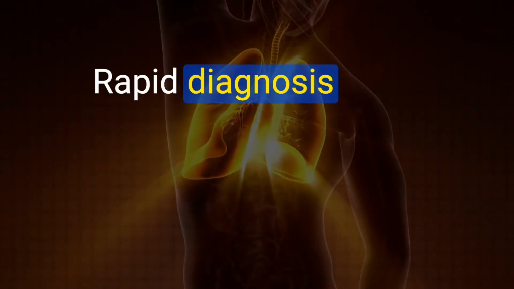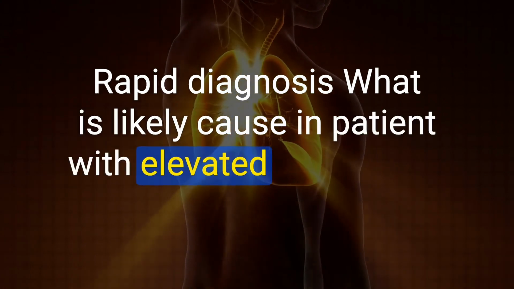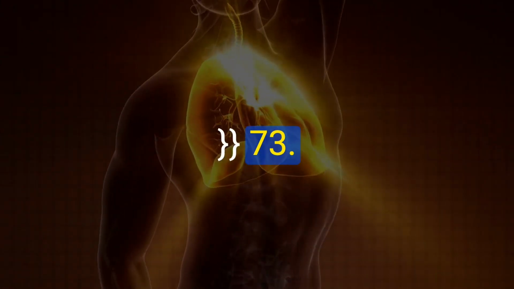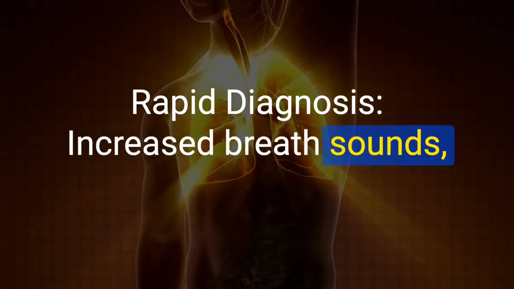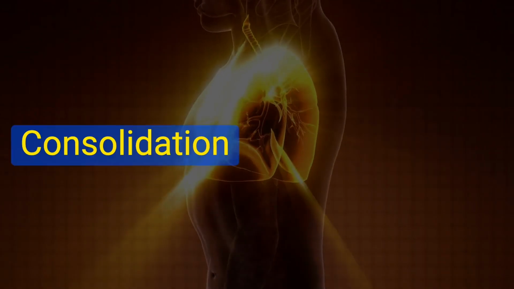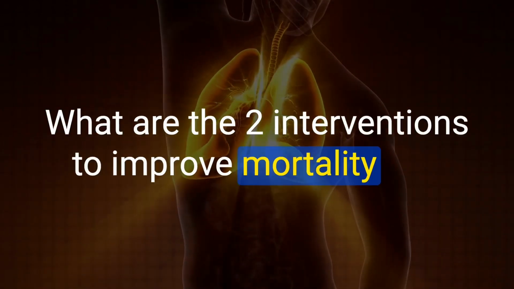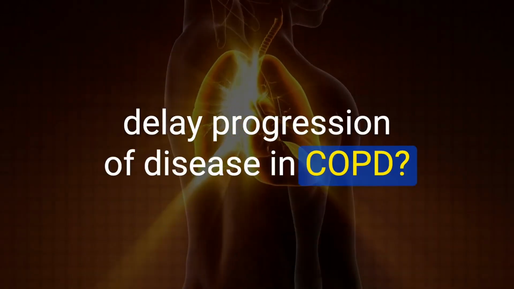72. Rapid diagnosis: what is the likely cause in a patient with elevated PaCO2 and a normal A-a gradient? Hypoventilation. 73. Rapid diagnosis: increased breath sounds, increased tactile fremitus. Consolidation: lobar pneumonia.